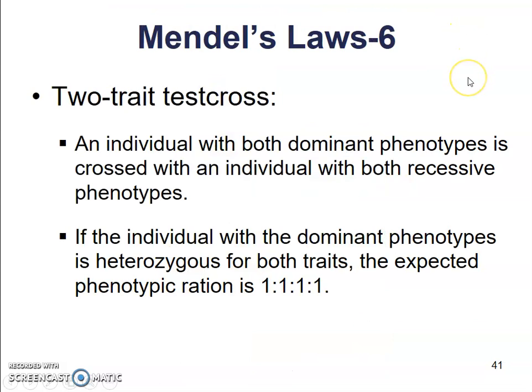Two trait test crosses. An individual with both dominant phenotypes is crossed with an individual of both recessive phenotypes. If the individual with the dominant phenotype is heterozygous for both traits, the expected phenotypic ratio is 1 to 1 to 1 to 1.